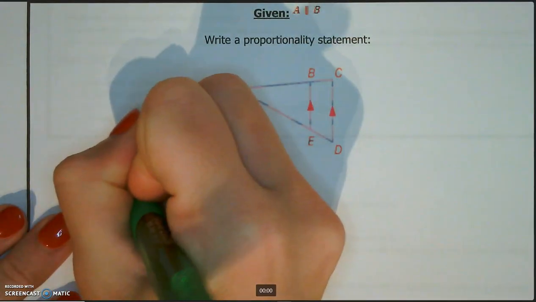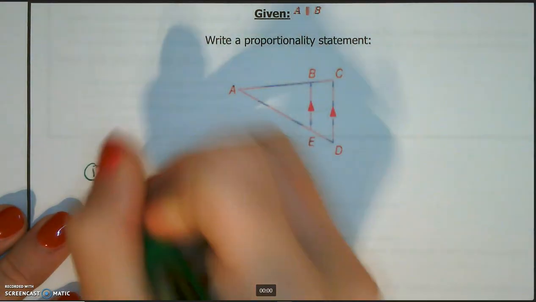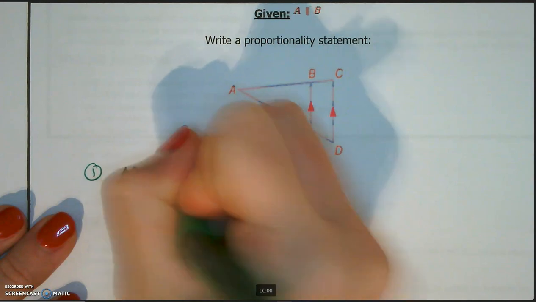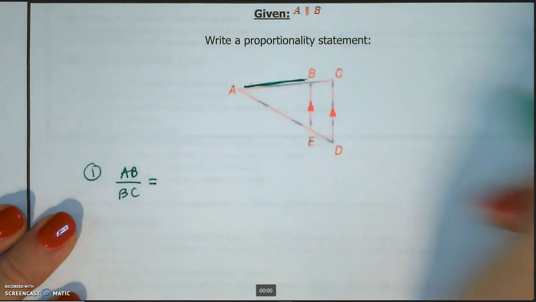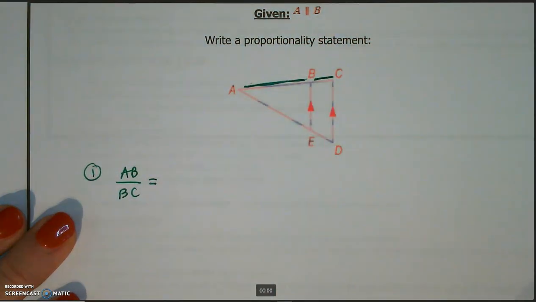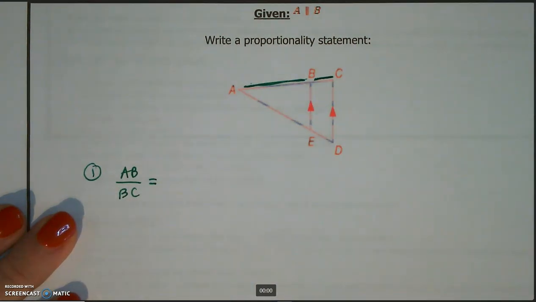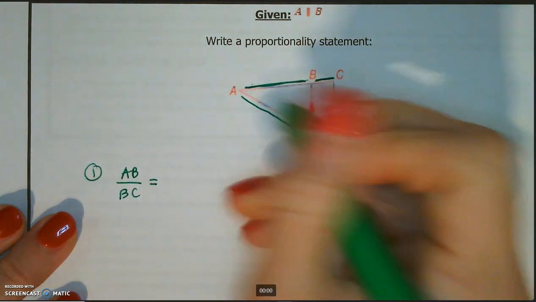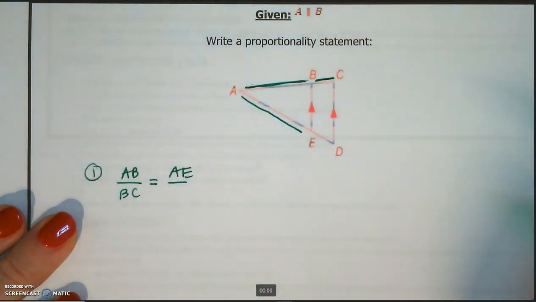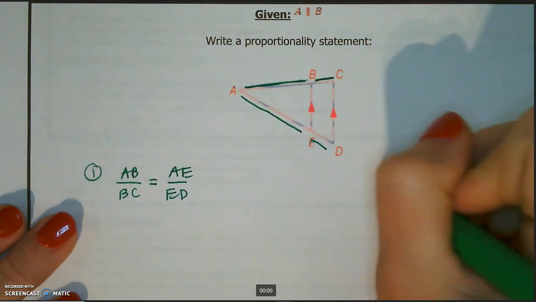All right, if I did segment AB, the length of segment AB, which is this guy right here, over the length of segment BC. What do you think would have to go on the other side of this? Take a guess before I share out. Since I did AB on top, I'm going to have to do AE on top, and then ED on bottom.